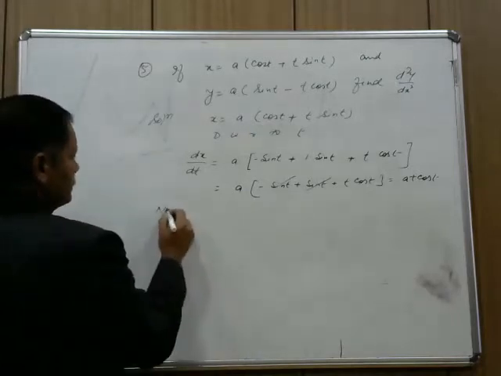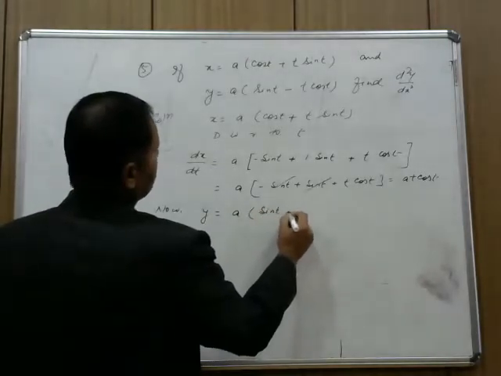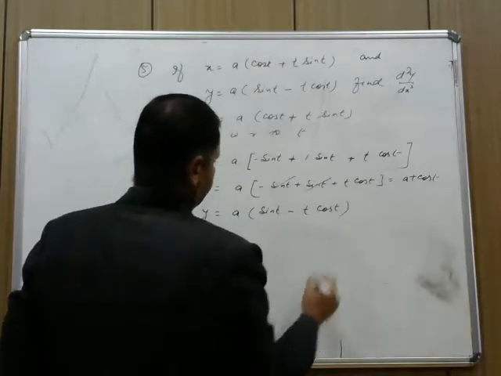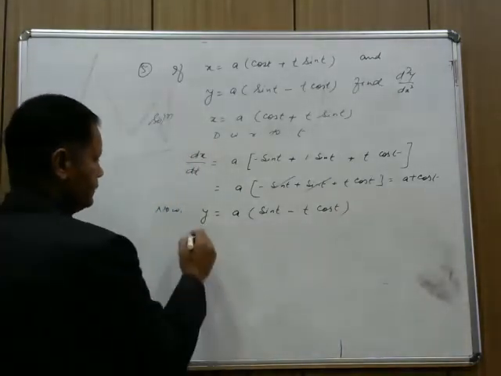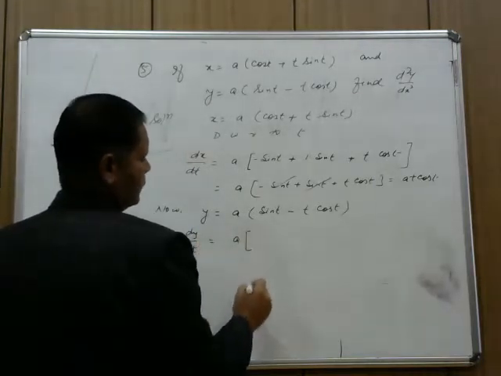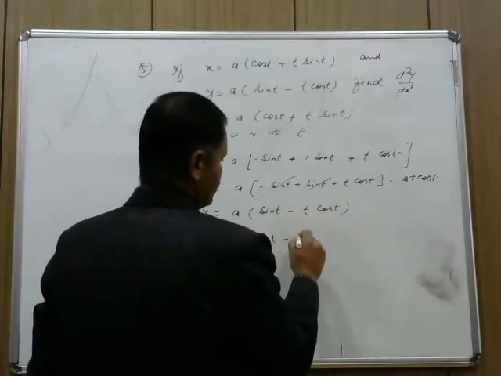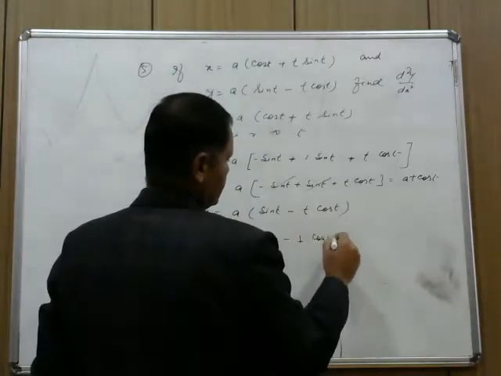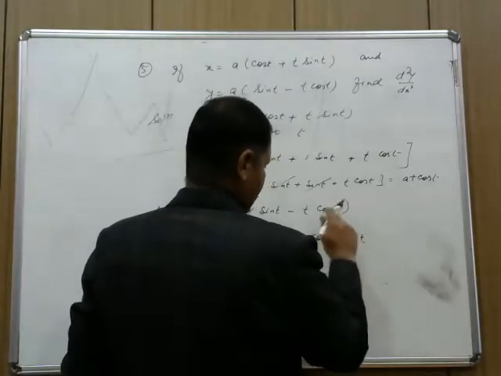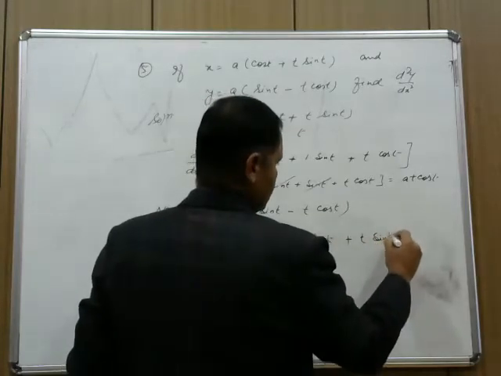Now y is equal to a(sin t minus t cos t). Again differentiating with respect to t, dy by dt is equal to a times the differential of sin t, which is cos t, minus the differential of t, which is 1 into cos t as it is, plus t into the differential of cos t, which is minus sin t. It becomes minus, minus, that is plus t sin t.